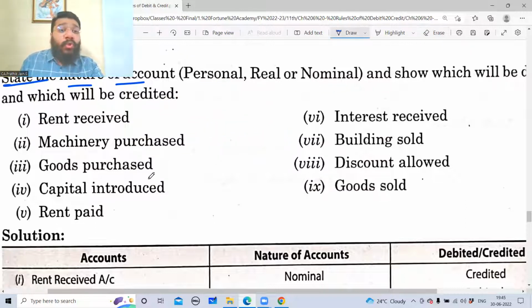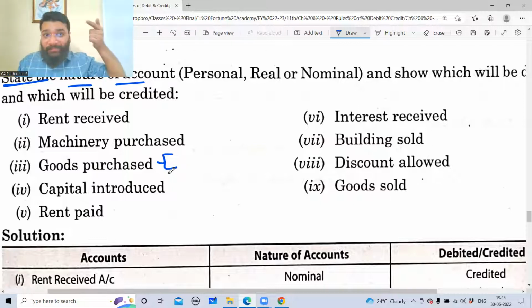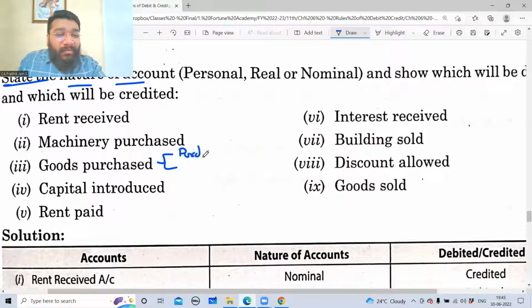Now, guys, it says goods purchased. Goods. Why do you buy goods? The intention is to resell. So the account that is affected is Purchase. And second, when I buy the goods, I will make the payment. Here, did they say that it's a credit purchase? No. Nothing is mentioned. So assumption is cash.